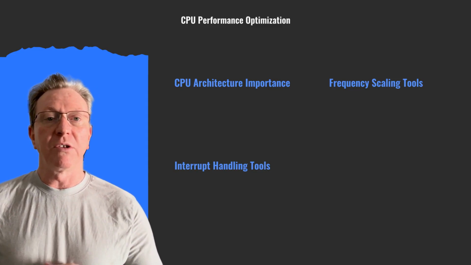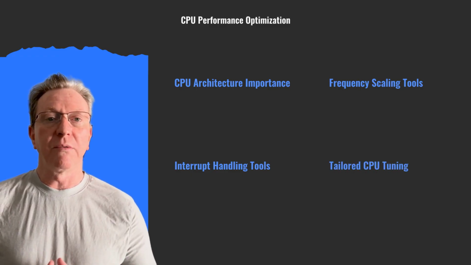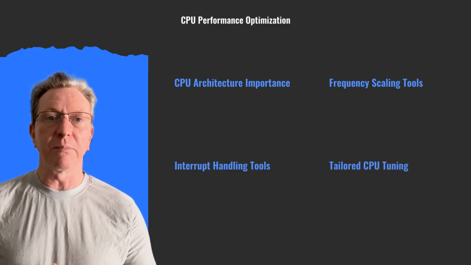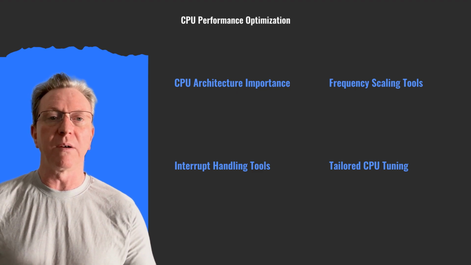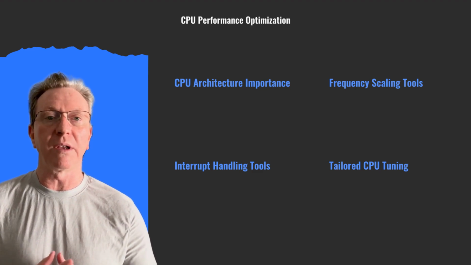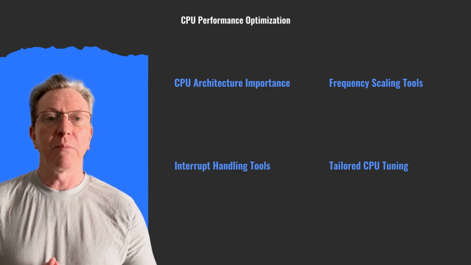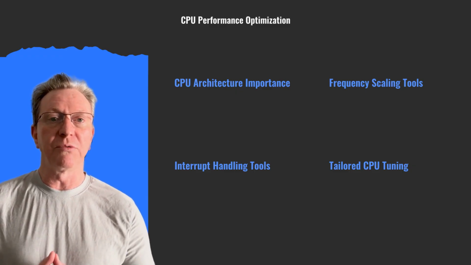Different workloads need tailored CPU tuning strategies. For instance, high throughput tasks benefit from the performance governor, while low latency tasks require core pinning. Remember, effective CPU management can significantly boost your system's performance.